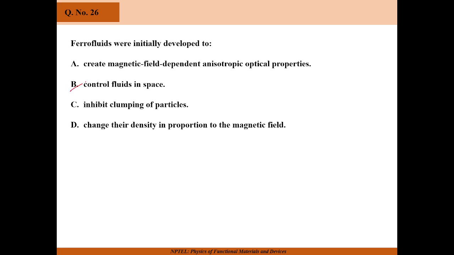The correct answer is option B, control fluids in space. So basically, this kind of material was discovered at NASA. They used it to control their space fuels or the rocket fuels in space. So this was invented by NASA. This was one of the discoveries by NASA, and it was initially used to control fluids in space. It was also used to get high performing speakers that we have already seen.